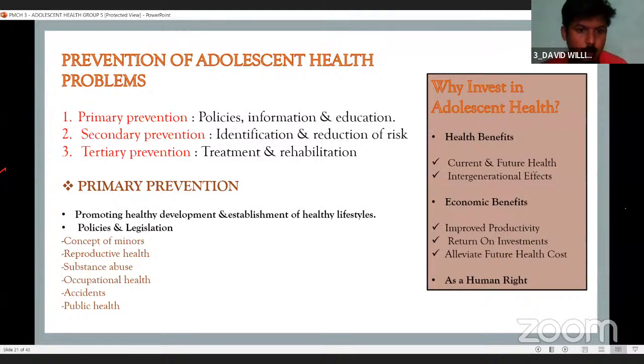The primary preventions are policies, information, and education. Promoting healthy development and establishment of healthy lifestyles, and policies and legislations. The primary prevention used for consent of minors, reproductive health, substance abuse, occupational health and accidents, and public health. Next slide.